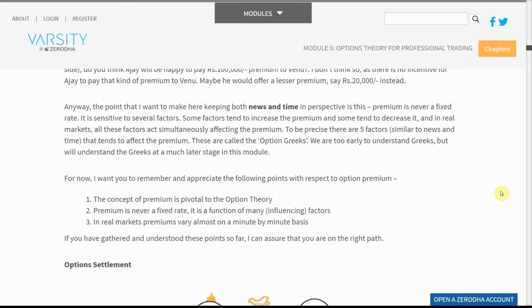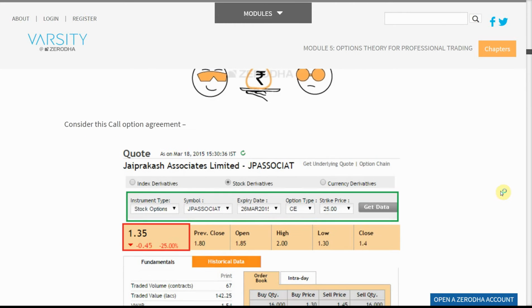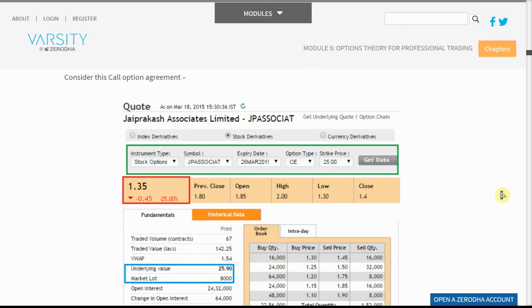Option settlement. Consider this call option agreement as highlighted in green. This is a call option to buy JP Associates at 25 rupees per share. The expiry is the 26th of March 2015. The premium is 1 rupee and 35 paise per share, highlighted in red. And the market lot is 8,000 shares.